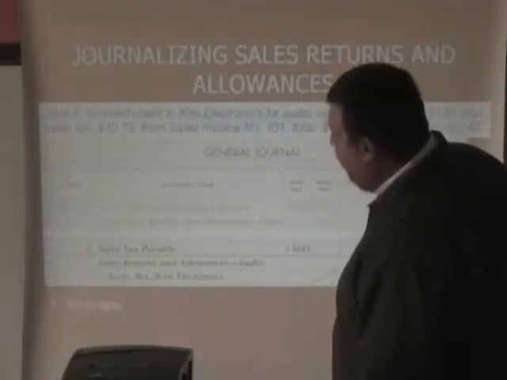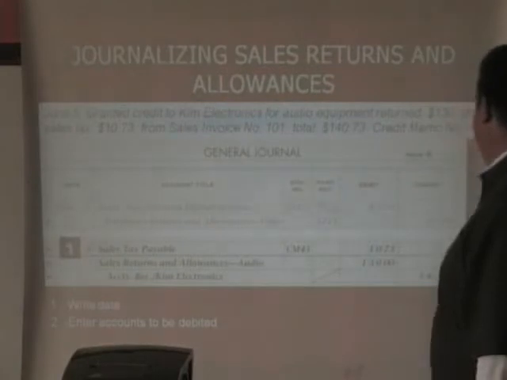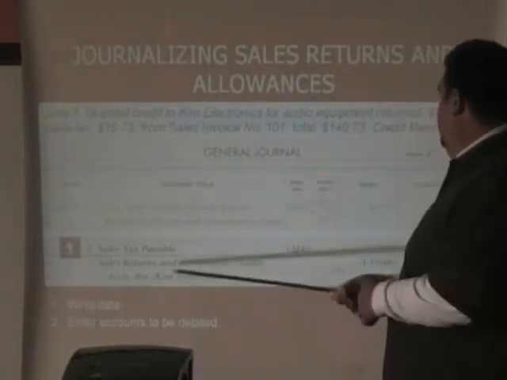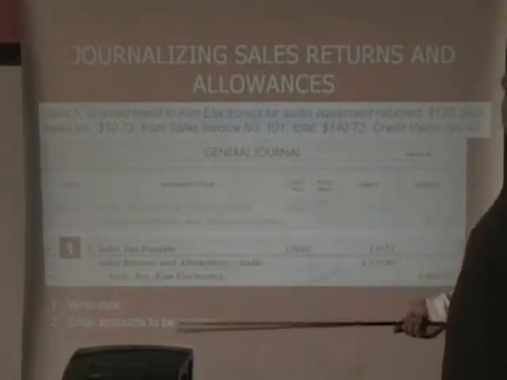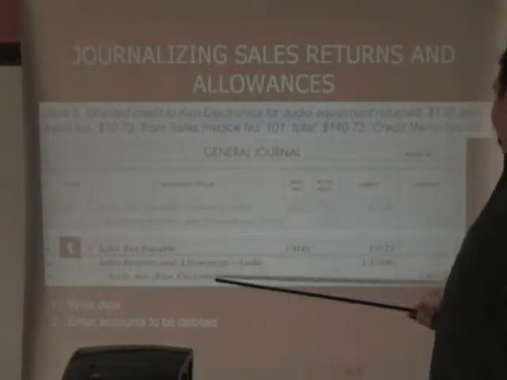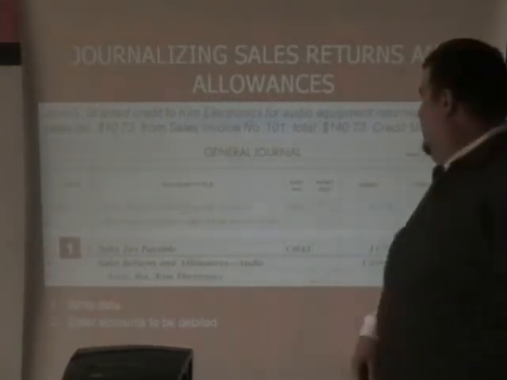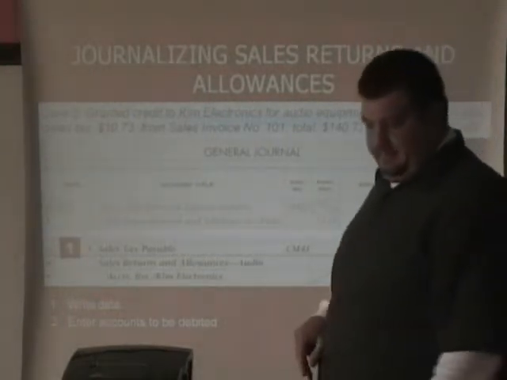Step 1, write the date. Step 2, enter the accounts to be debited. We are going to debit our sales tax payable. We are going to debit our sales returns and allowances for the specific one, audio. Okay?